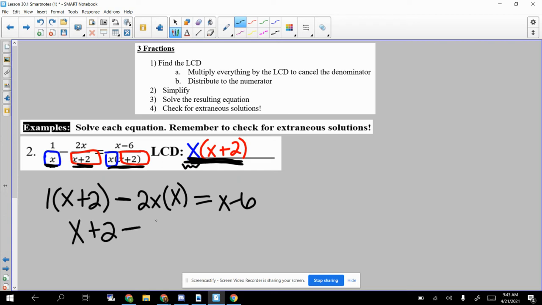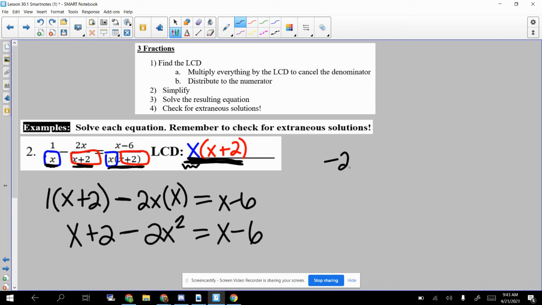Minus 2x times x is 2x squared equals x minus 6. Okay, so we're going to have to simplify a little bit here. I'm going to move everything to one side because of that x squared. So it's going to be negative 2x squared. Then I would subtract over the x.